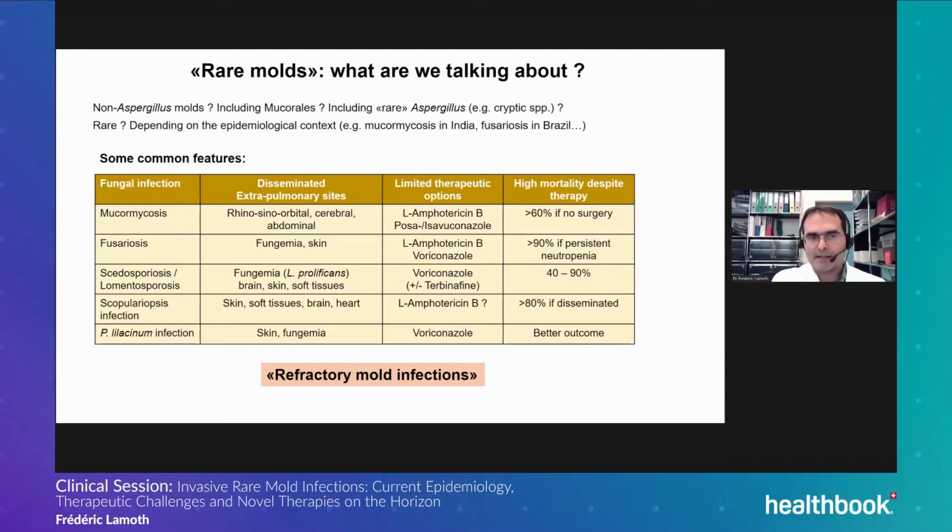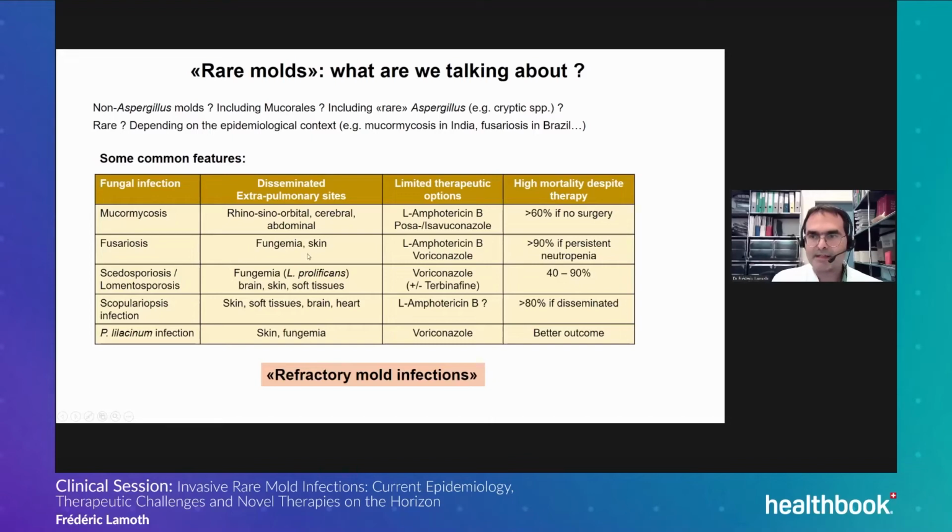What we should look at when we refer to these rare molds is that they share some common features which are important to outline. First, they have this propensity to disseminate, to cause disseminated disease with extrapulmonary sites of infection, which could be primary sites or secondary sites outside of the lungs. It's well known for mucormycosis, with rhino-orbito-cerebral and abdominal mucormycosis. But then you can have fungemia, which is rare for most. You can have fungemia, as we have seen for fusariosis, about 40%, Lomentospora prolificans, also in about 50% of cases, and for instance Purpureocillium in some cases.